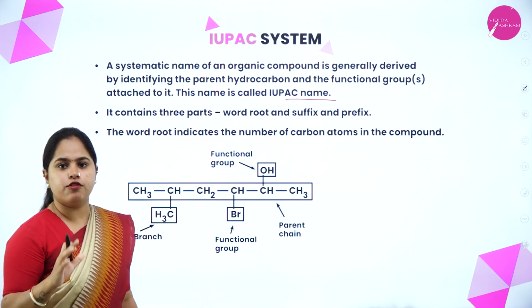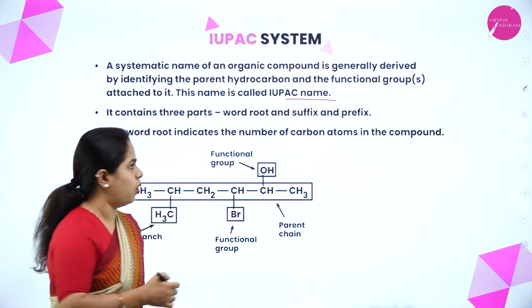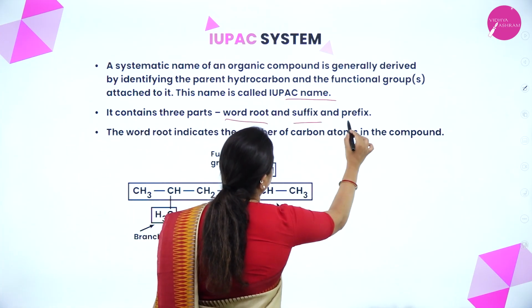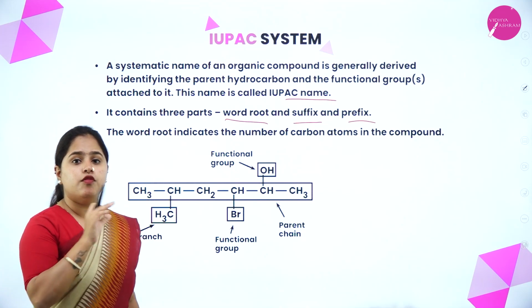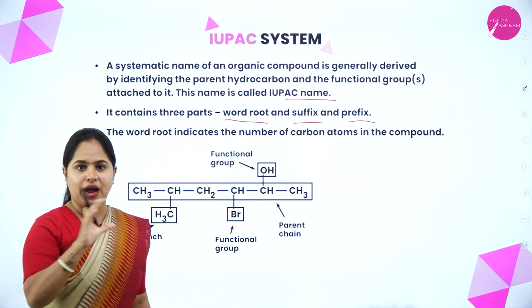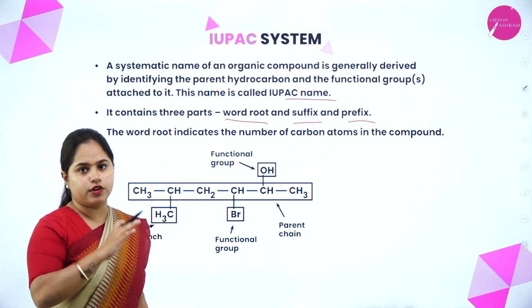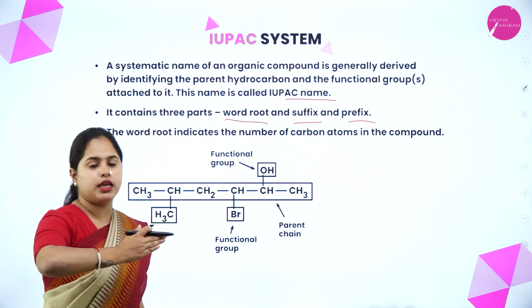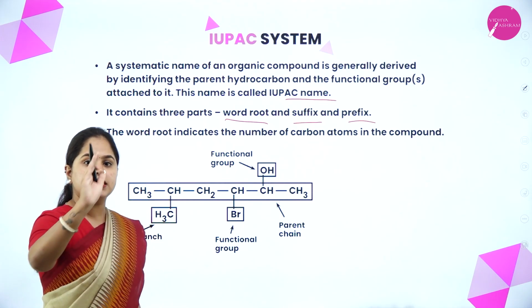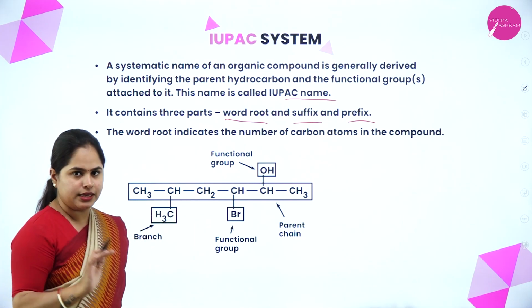In general, if we talk about naming, there can be three parts for an organic compound: word root, suffix and prefix. Word root means the name of your main parent group, the parent chain. Then there can be a suffix and prefix. Prefix comes before the name of the parent chain and suffix comes after it. So let's take this example and understand.